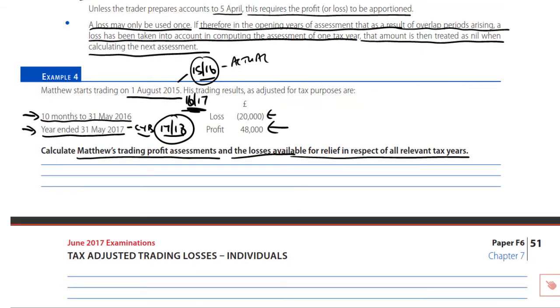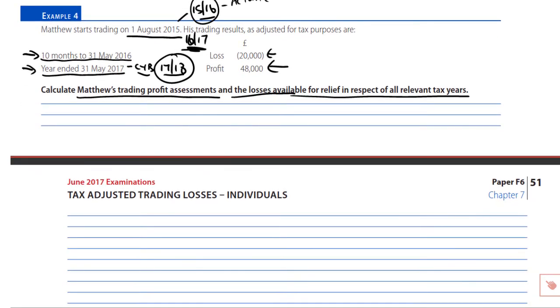So we want to know the tax year that we're dealing with, we want to know the basis of assessment, and we want to know the basis period. So we are dealing here with our 2015-16 tax year as the first year. That is an actual basis of assessment, and that therefore means from the date you started trading, 1st of August 15, through to the following 5th of April, the 5th of April 16 there.